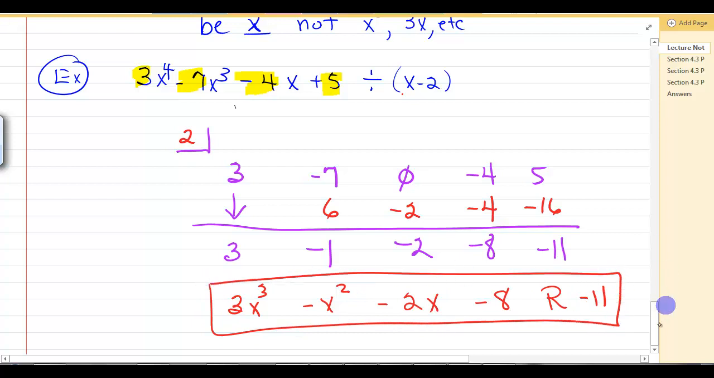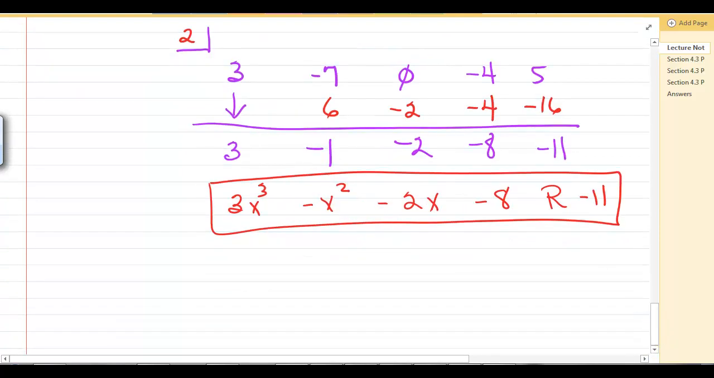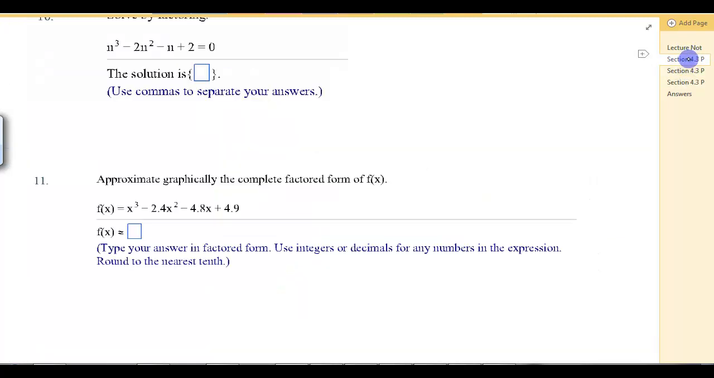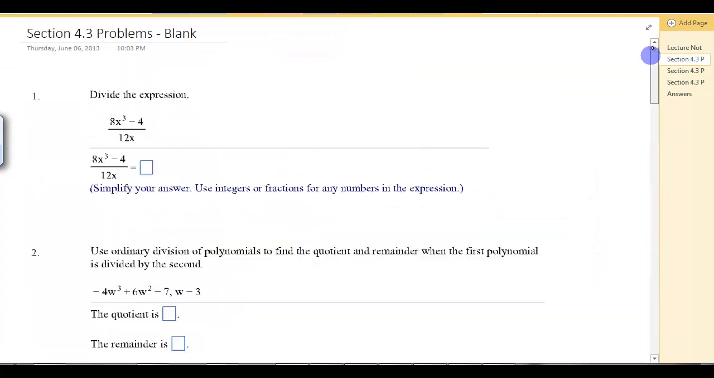our answer. Now, in your problem, sometimes they give you two boxes. This is the quotient. This is the remainder. And they may ask you to fill those in separately. So in case they do, you know those two parts. Okay? All right, let's look at the problem set and see what we've got.